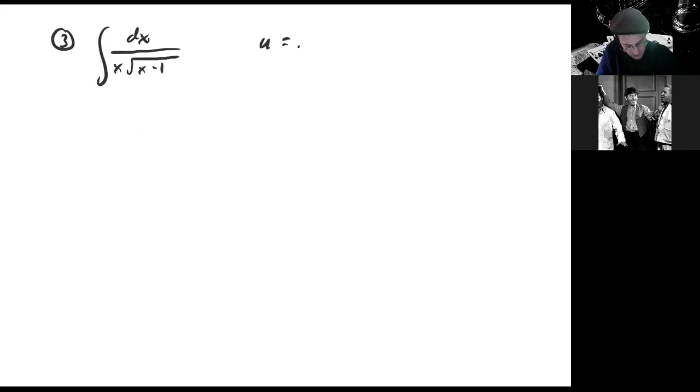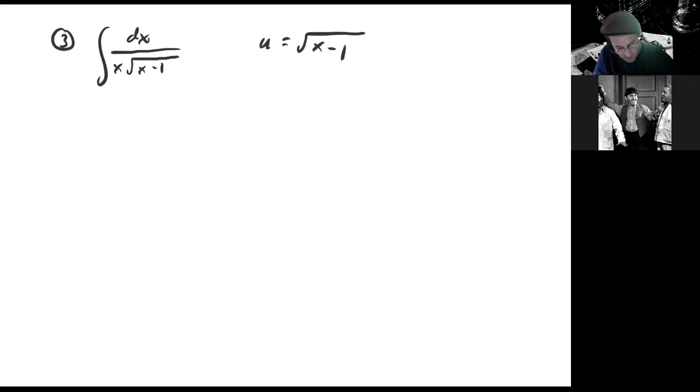So let's try this problem, problem 3. The integral of dx over x times the square root of x minus 1. Now, the book says when you see a square root and what's not in the square root is not of the form where you can do one of those trig substitutions, it sometimes is helpful to just set u equal to the entire square root. So in this case, we're going to let u be the square root of x minus 1.